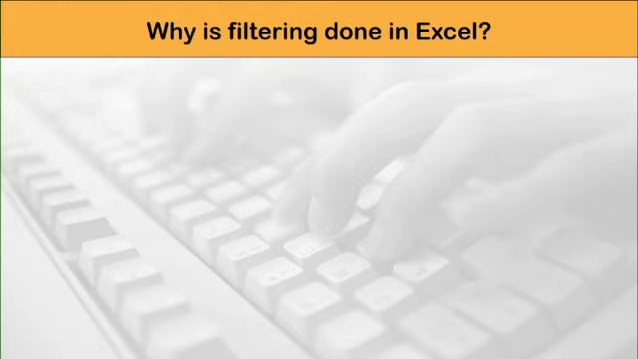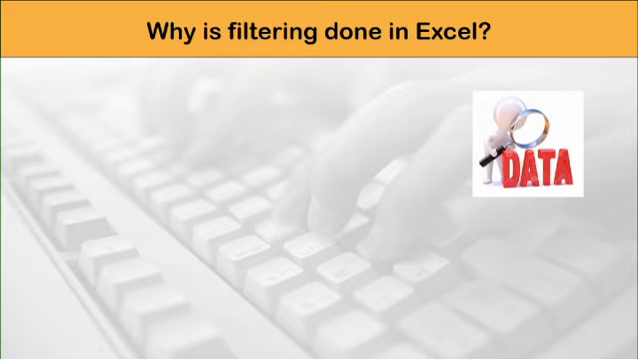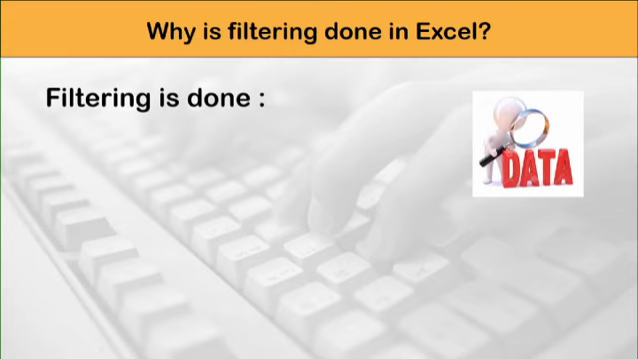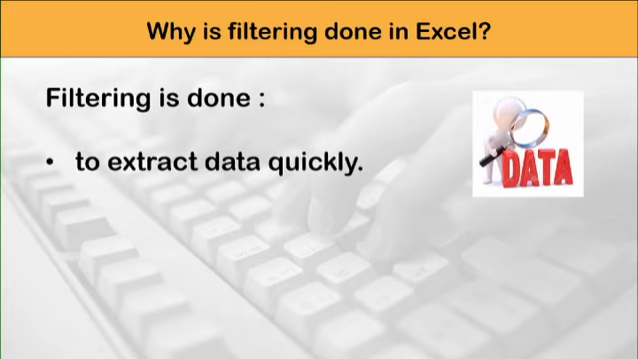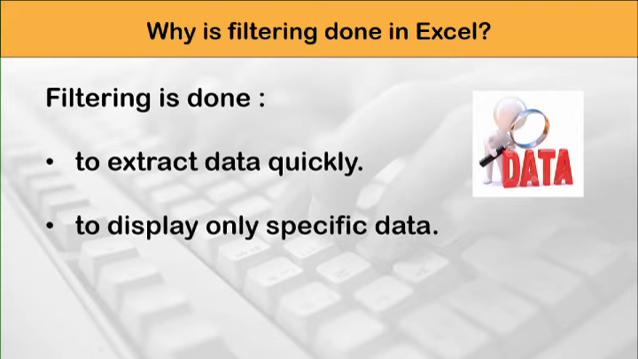Moving on to why filtering is done in Excel. When a worksheet contains a lot of data, it takes a lot of time to look for the required information. Therefore, filtering of data is done to extract data quickly, especially from a large worksheet, and to display only specific data. For today's lesson, we're going to learn how to filter data from a worksheet containing employee details. As an example, we're going to filter data for those employees living only in Port Louis.